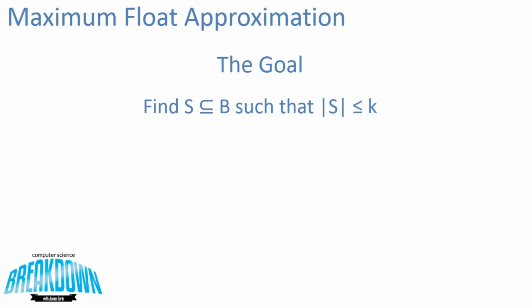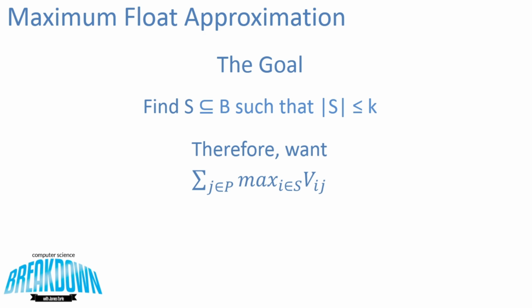So given this setup then, the goal is to find a set of banks such that the cardinality of that set is going to be less than K. So your goal number of banks is K, and you're trying to optimize the sum of the payments to person J from bank I. So this kind of looks like a confusing statement, but really all it's saying is for every person you're paying, so this is your summation portion of the formula, you want to maximize the float that you get by paying them using bank I.